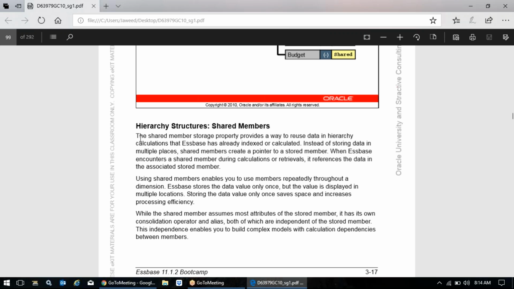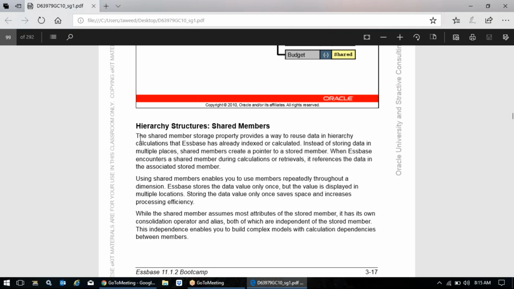So the shared member storage property provides a way to reuse the data in hierarchy calculations that Essbase has indexed or calculated. Instead of storing the data in multiple places, shared members create a pointer to a stored member. When Essbase encounters a shared member during calculations or retrievals, it references the data in the associated stored member. So whenever it hits the shared member, it goes to the stored member and gets the value from there.